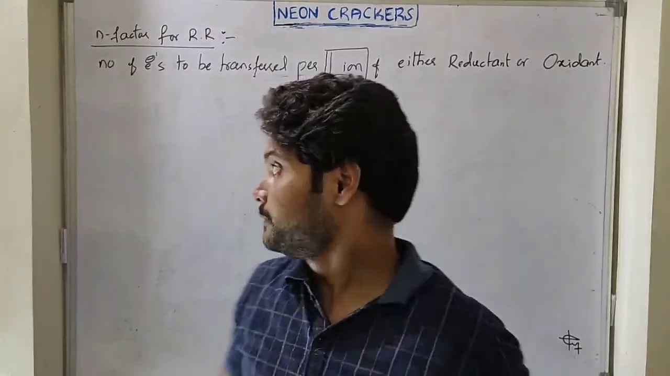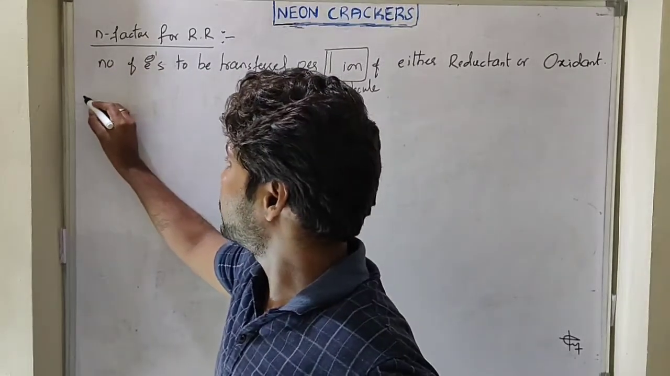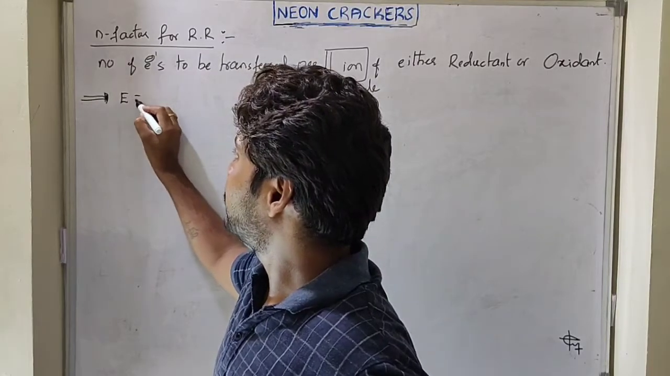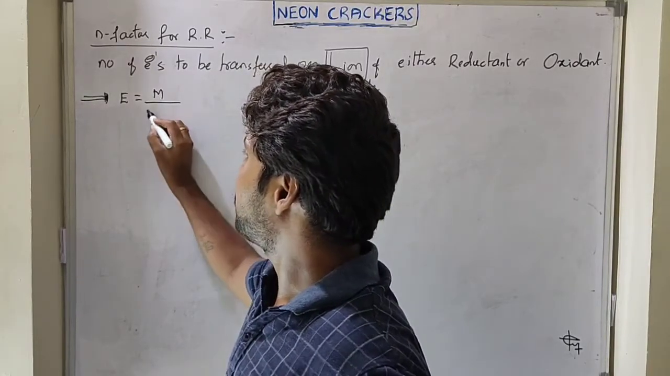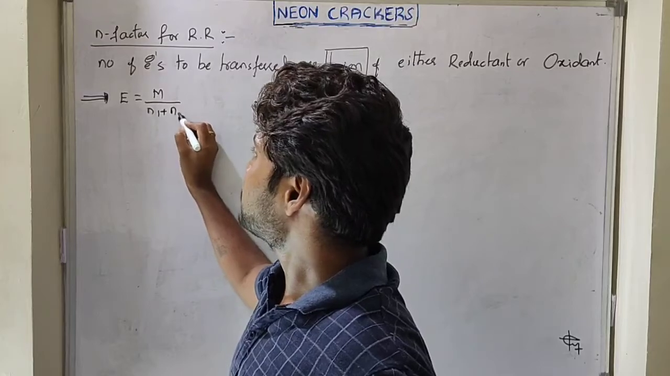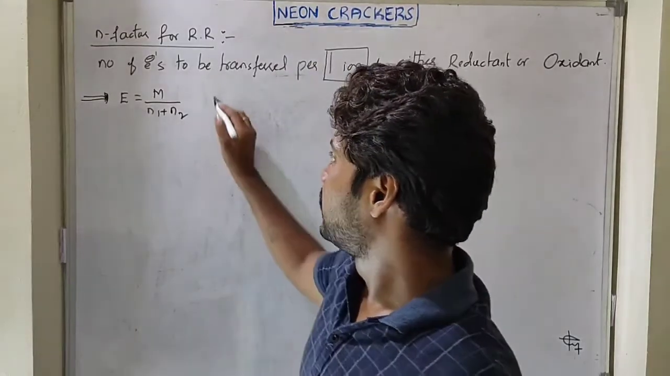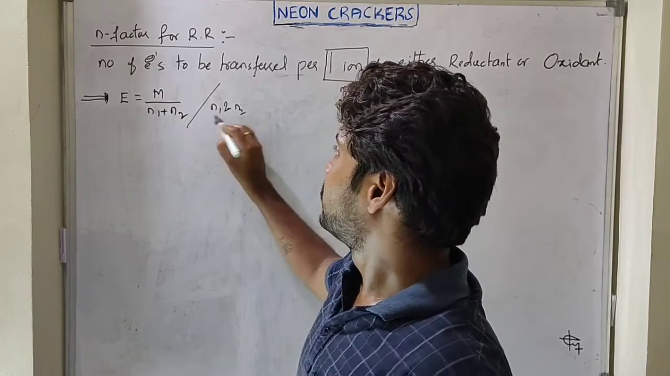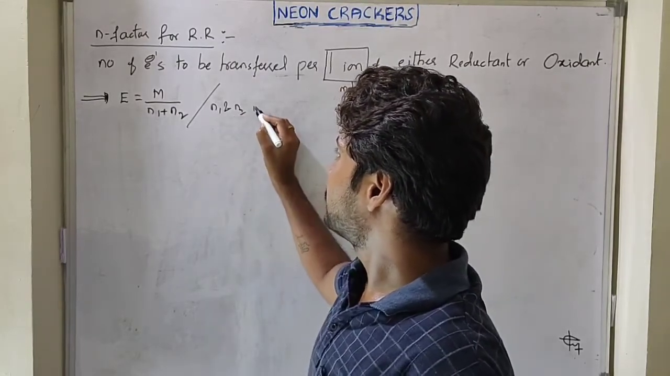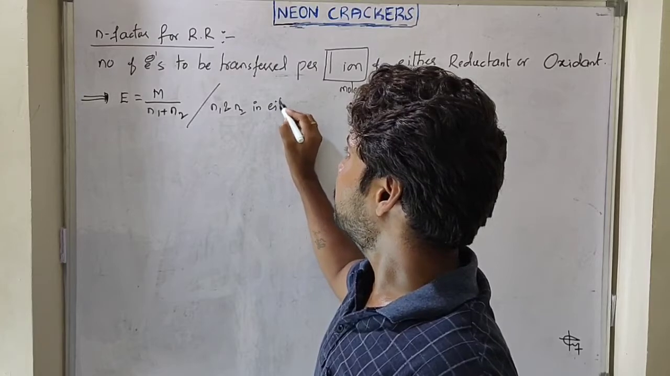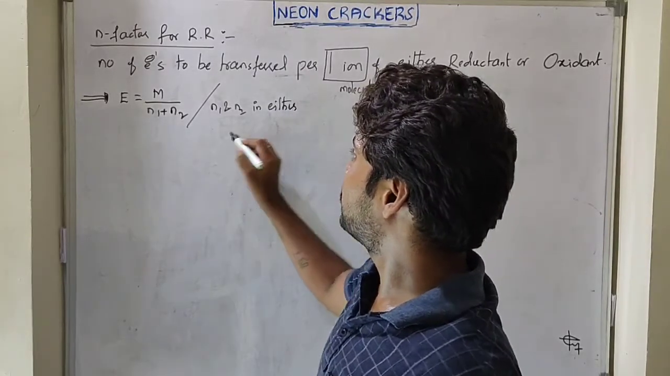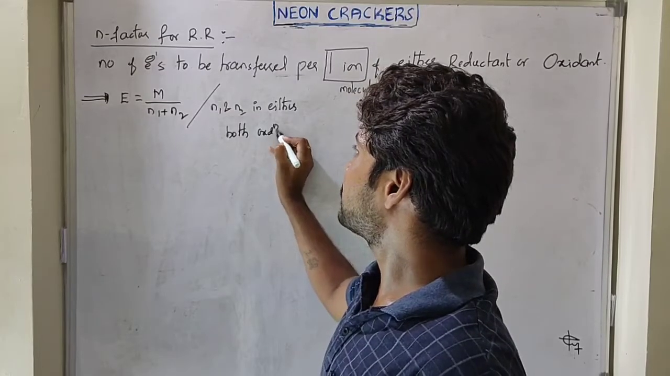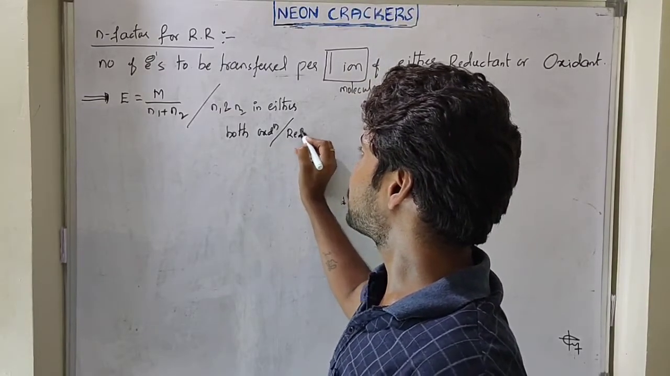But the last kind of equivalent weight: equivalent weight equals molar mass upon N1 plus N2. This is the last one. N1 and N2 are the number of electrons in either both oxidation reactions or both reduction reactions.